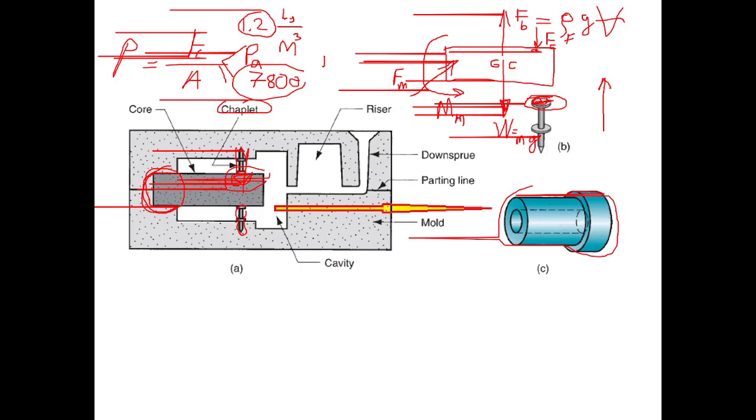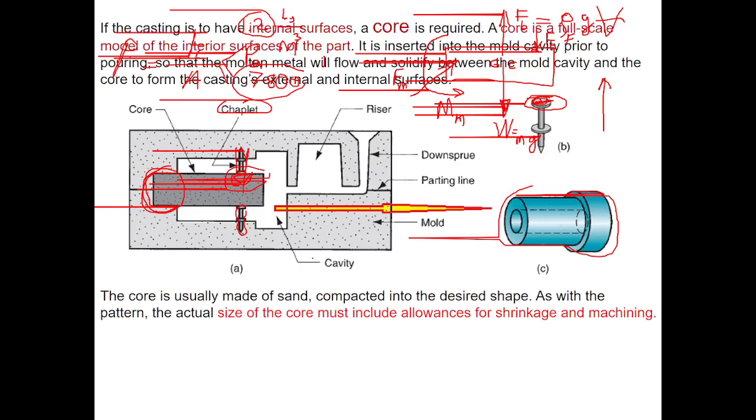Now, how can we calculate the buoyancy force and then subtract the weight from the buoyancy force and find the lifting force? Well, buoyancy force is equal to the density of the surrounding fluid times the gravitational acceleration times the volume of the submerged body. Here is the volume of the part of the core. It is surrounded by the molten metal.